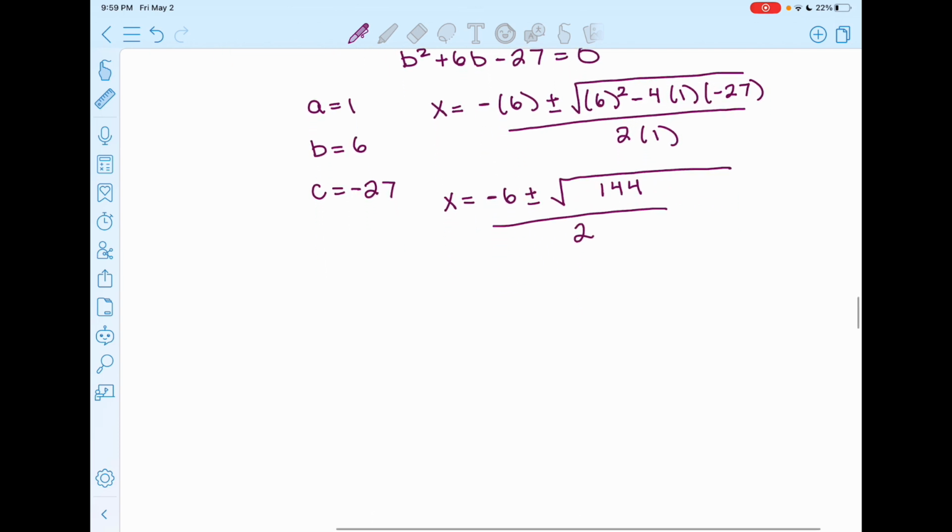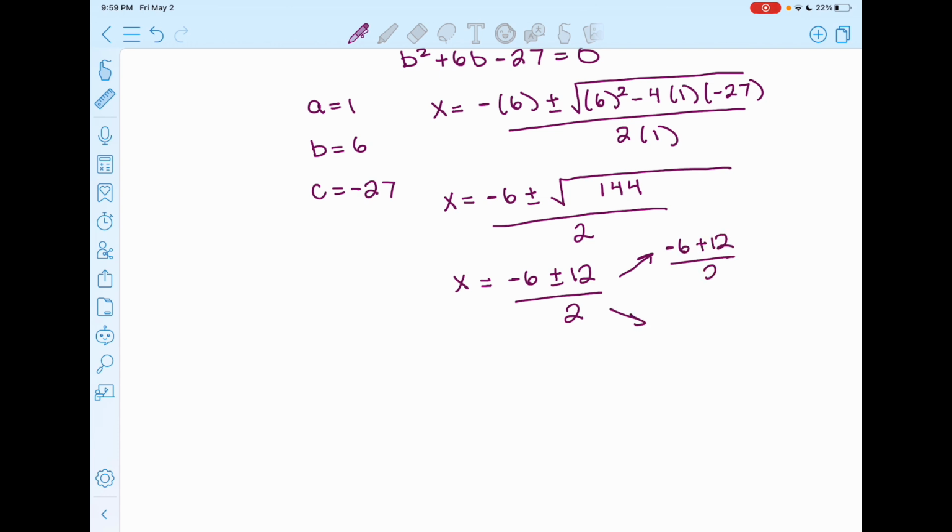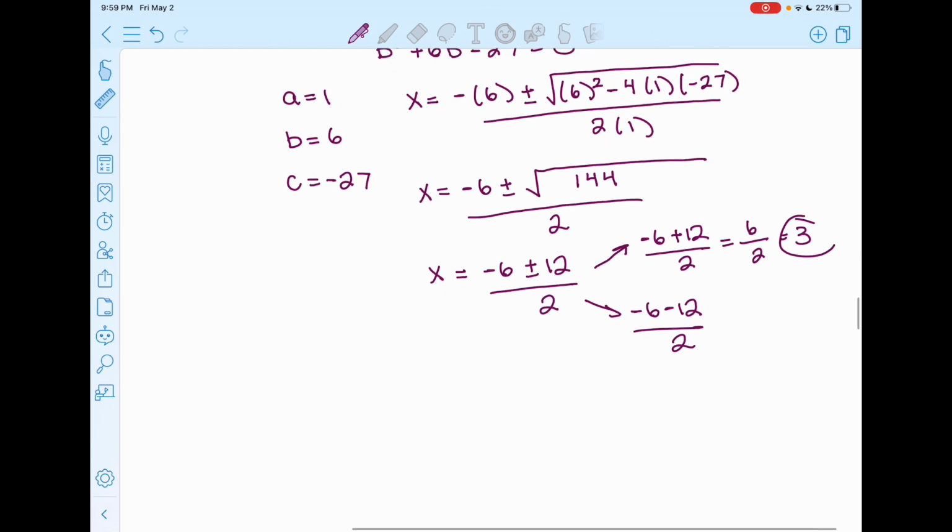And 144 is a perfect square. The square root of 144 is 12. And remember, this means we have two solutions. Negative 6 plus 12 divided by 2, and negative 6 minus 12 divided by 2. Negative 6 plus 12 is 6, divided by 2 is 3. And negative 6 minus 12 is negative 18, divided by 2 is negative 9.